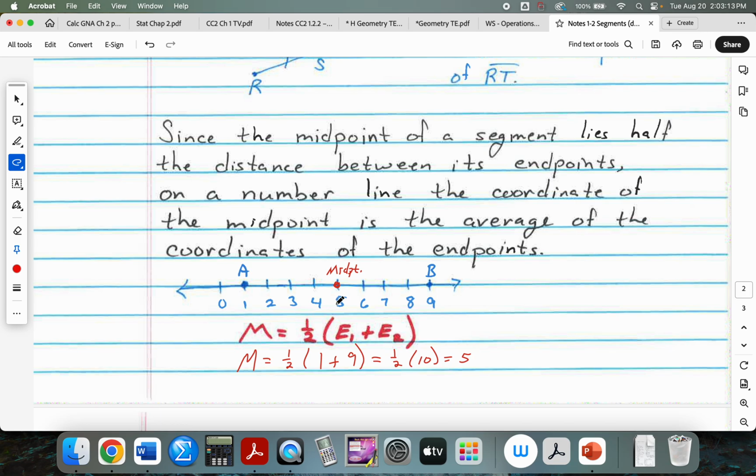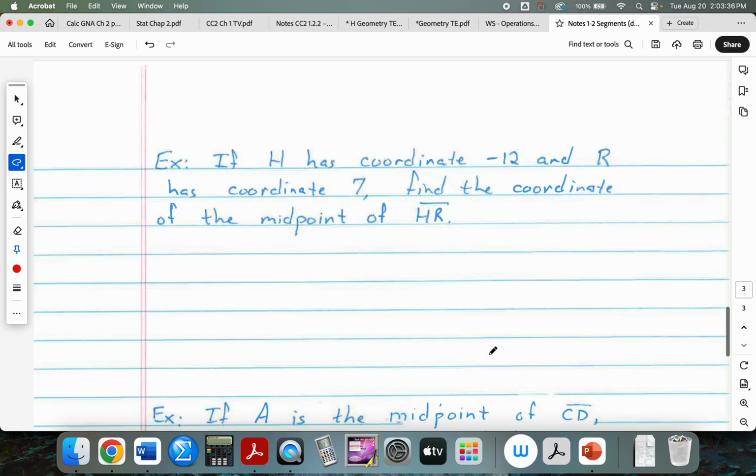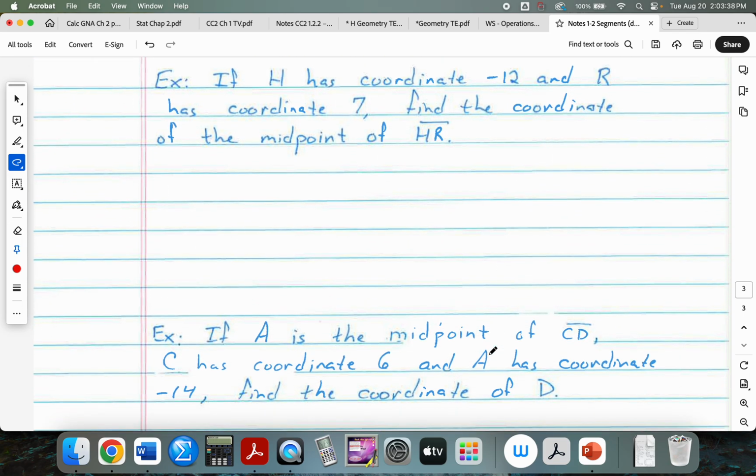What's the distance from 1 to 5? 4. What's the distance from 5 to 9? Those distances are the same. This segment from A to the midpoint is the same size as the distance from the midpoint to B. Those two segments are congruent. All right, let's do a couple of example problems.